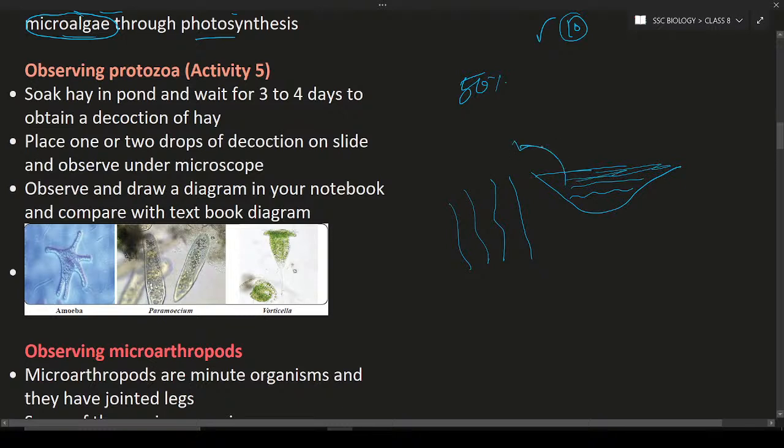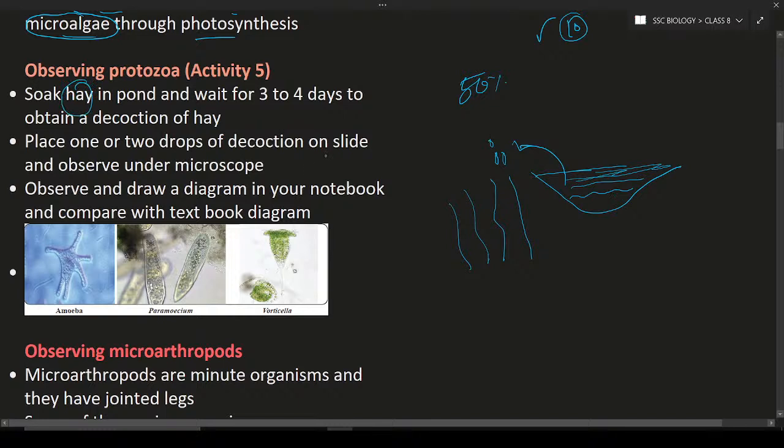Collect a few drops of water, and this is known as decoction. So how do you prepare the decoction? Select a pond. In the pond, put hay. This hay is nothing but plant material.